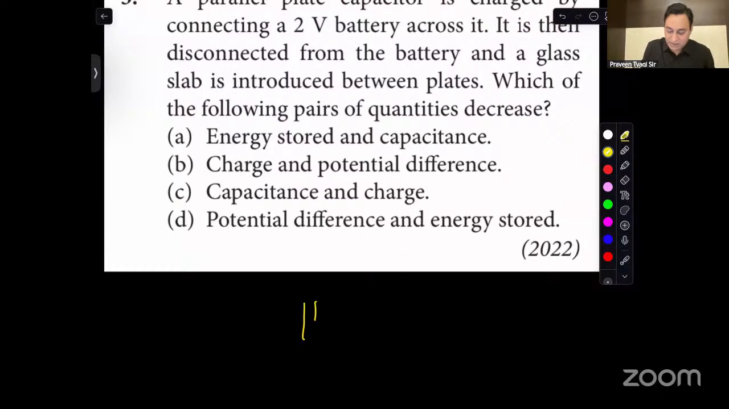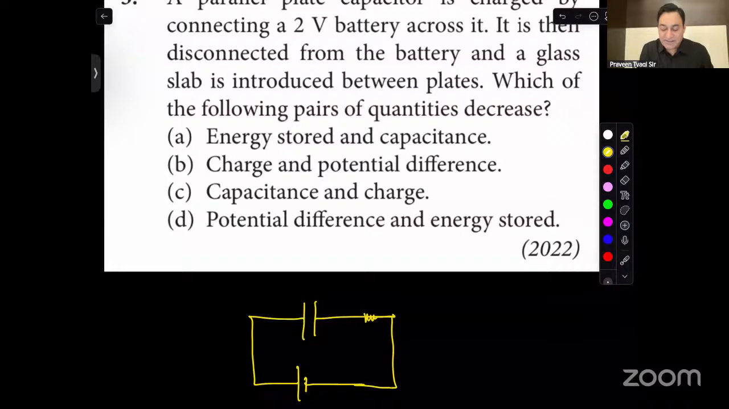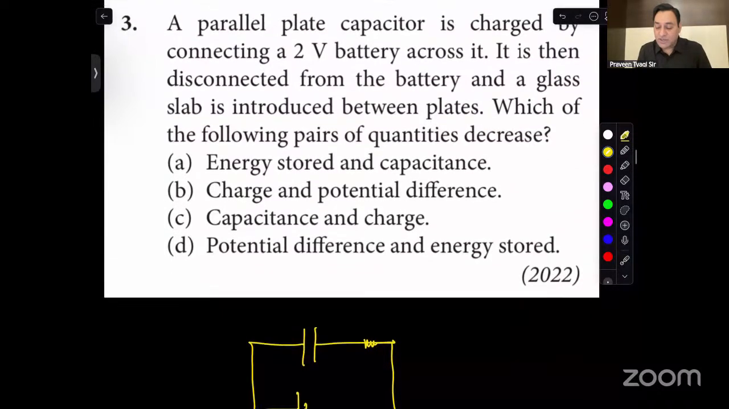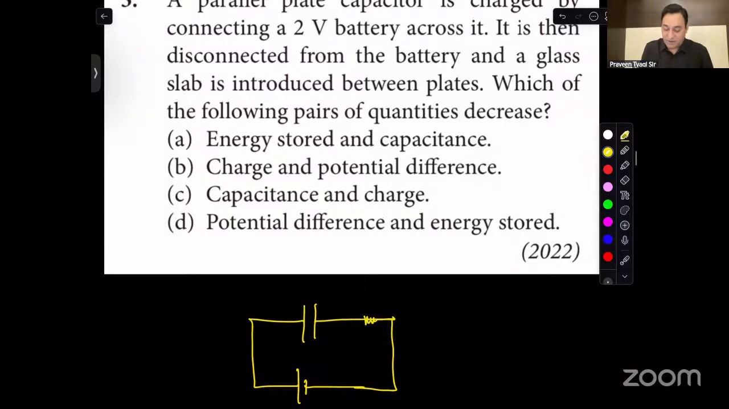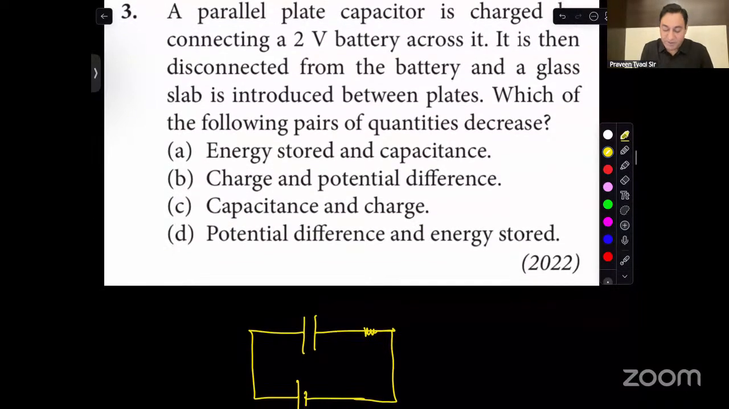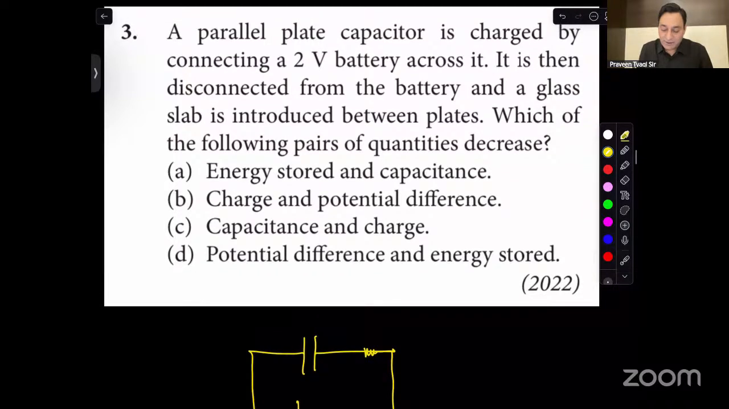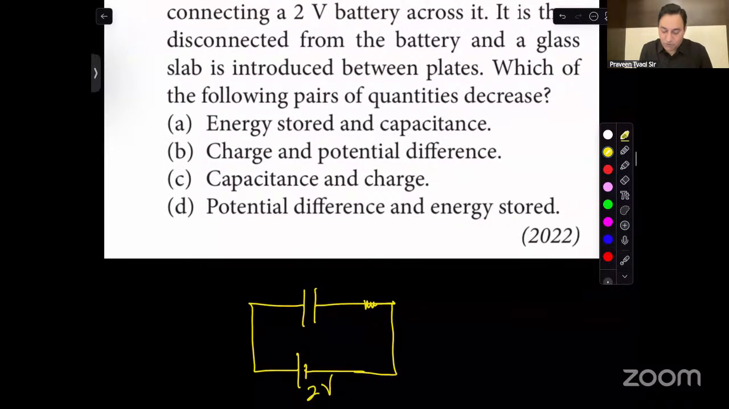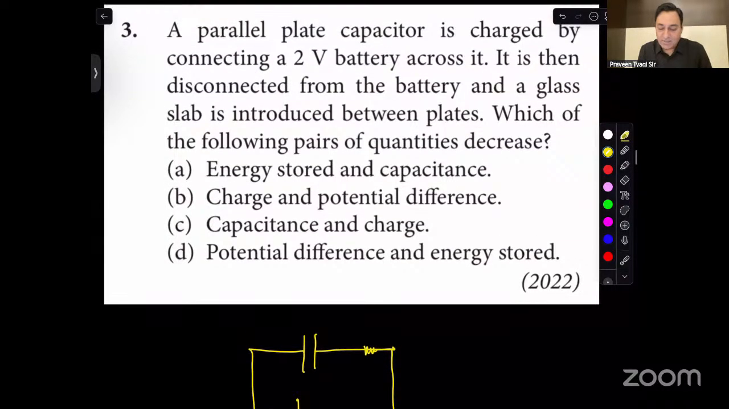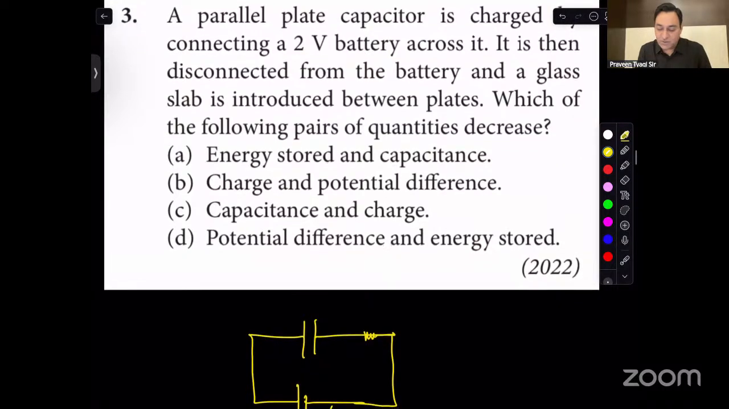So there is a parallel plate capacitor. It is connected by a battery. Will I be able to charge it like this, or will some resistance be needed? Yes, there will be some resistance needed. There will be some resistance in the wires, even if I try to charge it without any resistance. But when it has been charged, there will be no current in that. Now, a parallel plate capacitor is charged by a 2 volt battery across it.